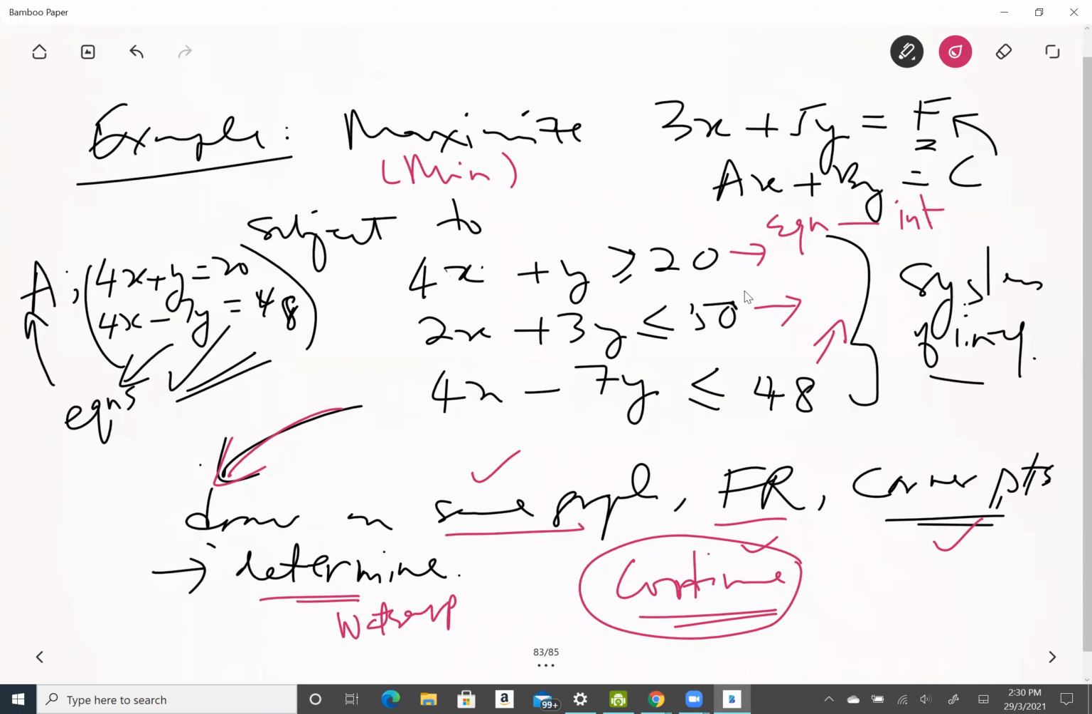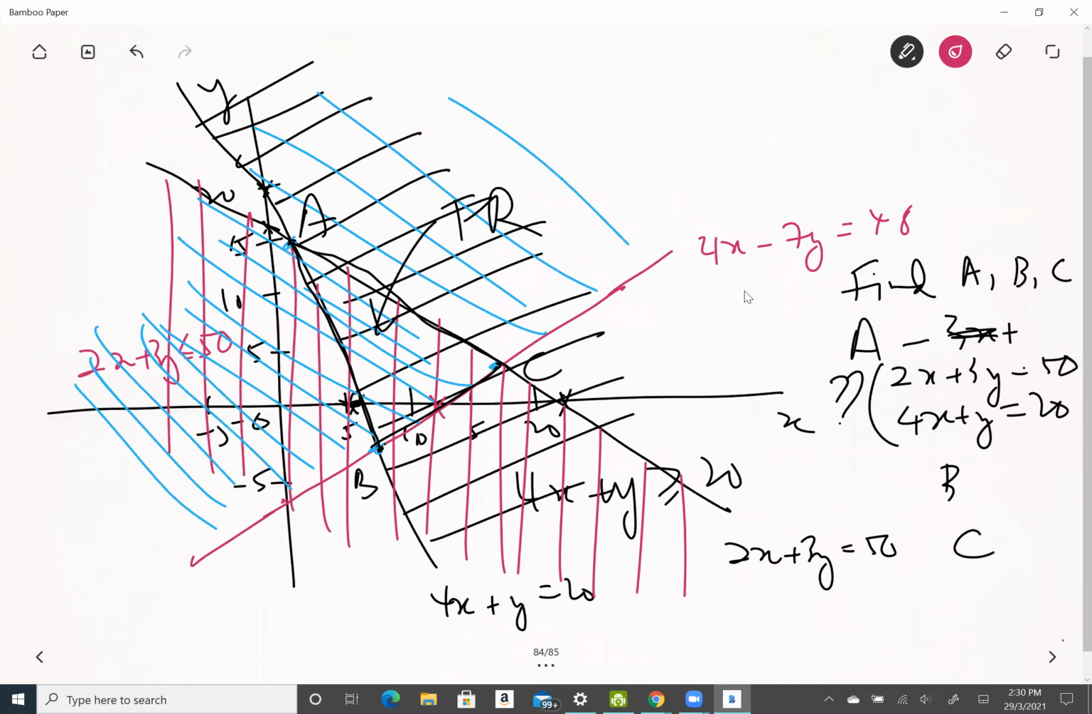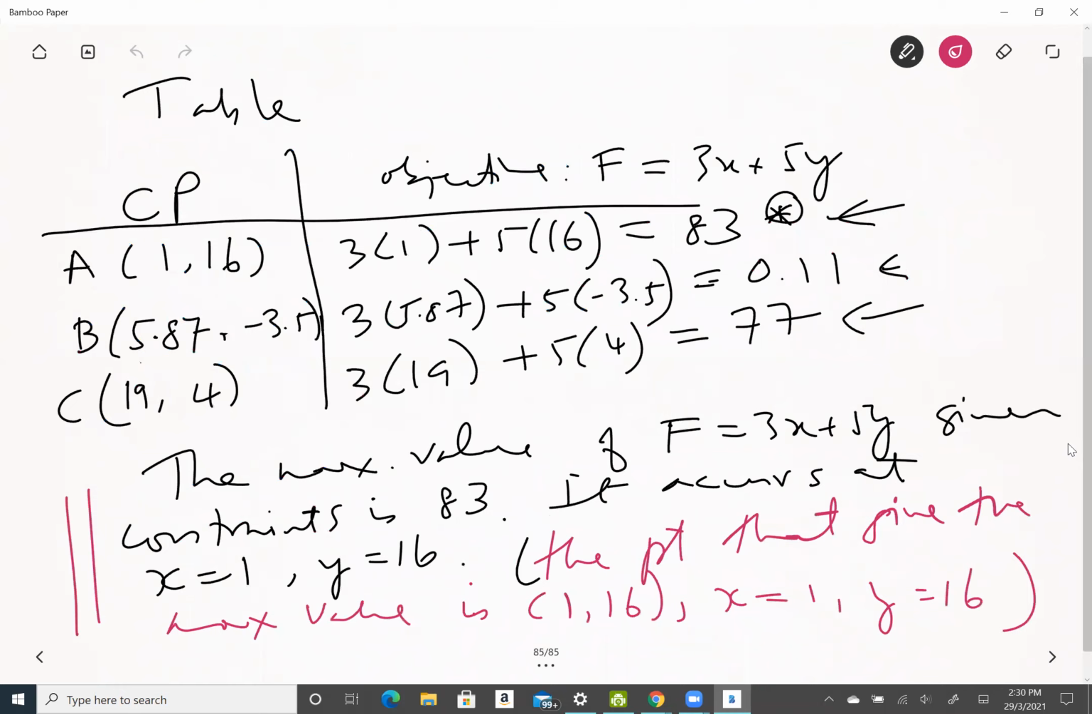The only difference will be when you look at the table of the corner points, and you look at the value of the objective at each corner point. Now you want to find the minimum point. What is the minimum value of the objective? If it is a minimizing problem, the minimum value will be 0.11.